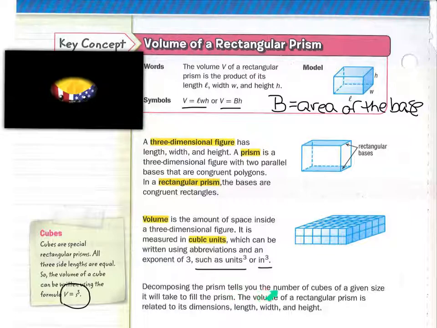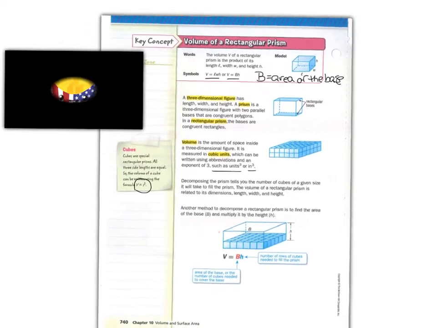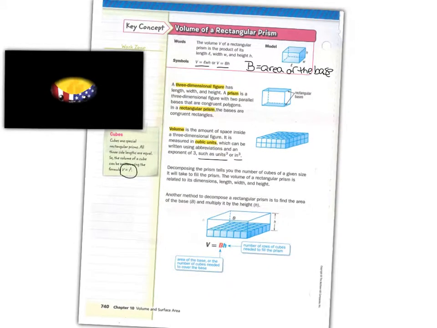Decomposing the prism tells you the number of cubes of a given size it will take to fill the prism. The volume of a rectangular prism is related to its dimensions: length, width, and height. Just move this around a little bit.